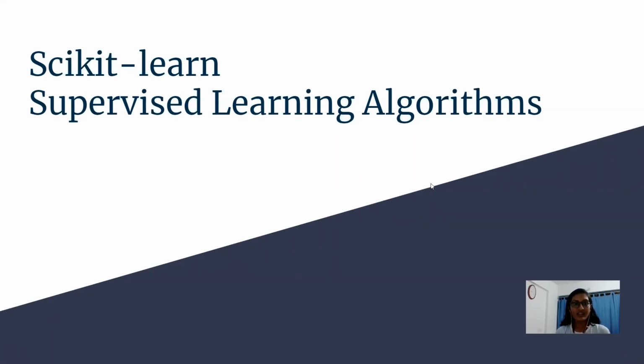Hello everyone. So this is the first part of the video wherein we'll be seeing how we can use Scikit-learn for supervised learning algorithms. As we had discussed earlier, there are two types of supervised learning algorithms that we can define. One is regression and the other is classification. In this video, we'll be looking at regression, and in the coming videos, we'll be looking at classification.